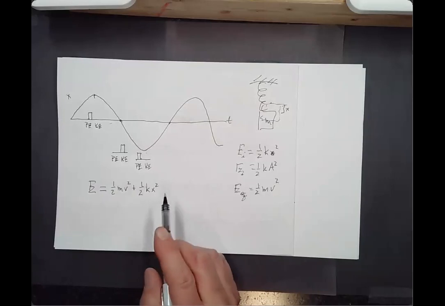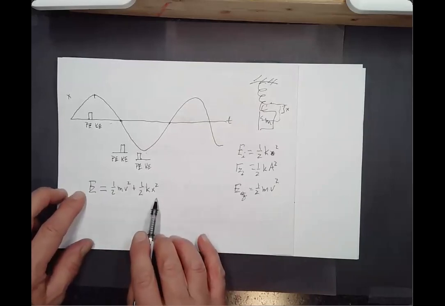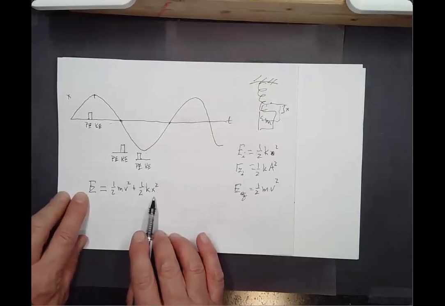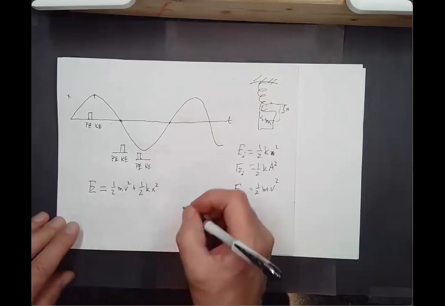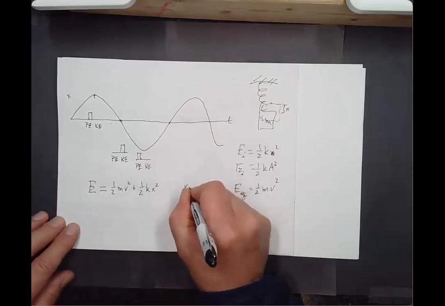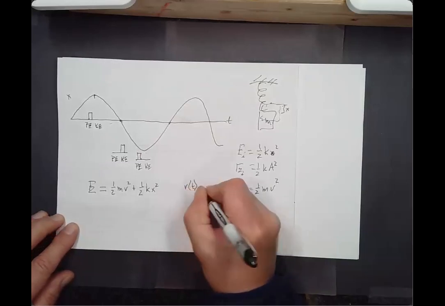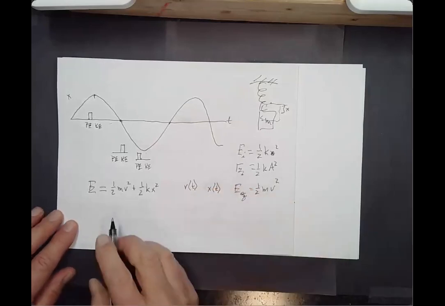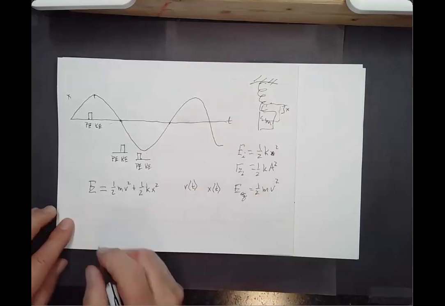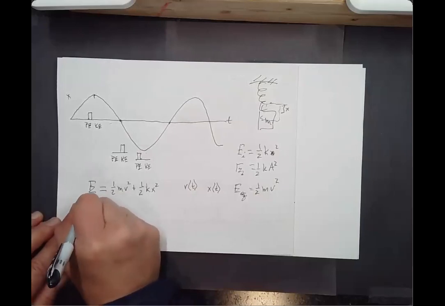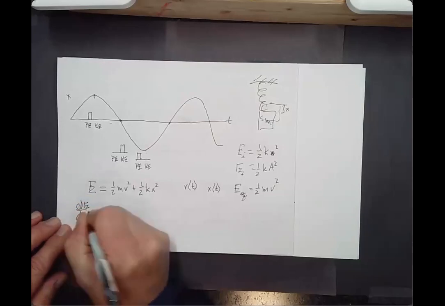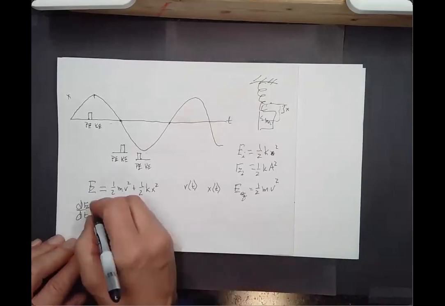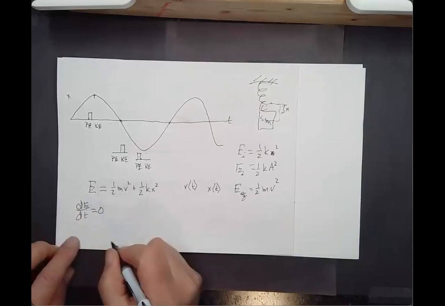And as long as we don't have any energy lost to friction, this is a constant. Well, can you take a derivative of this thing? Okay, well, let's do that. Now, keep in mind, v is a function of time, and x is a function of time. So it's v of t and x of t. So if I took a derivative with respect to time of this, if there's no friction and no energy lost to air resistance or anything, that's going to be 0 because it doesn't change in time.